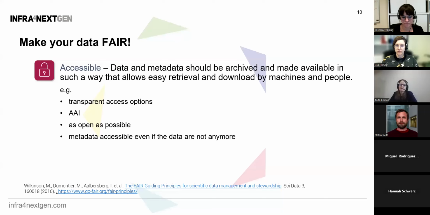And metadata should be accessible even if the data are not accessible anymore. So it's good practice that even if data are not accessible anymore for whatever reason, the metadata nevertheless stay online, and that the DOI that is also assigned to your data will lead you at least to your metadata.